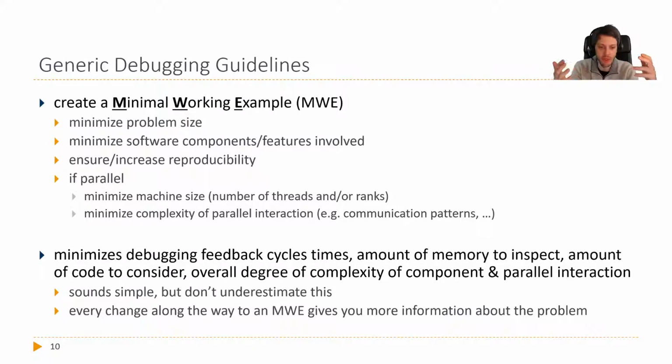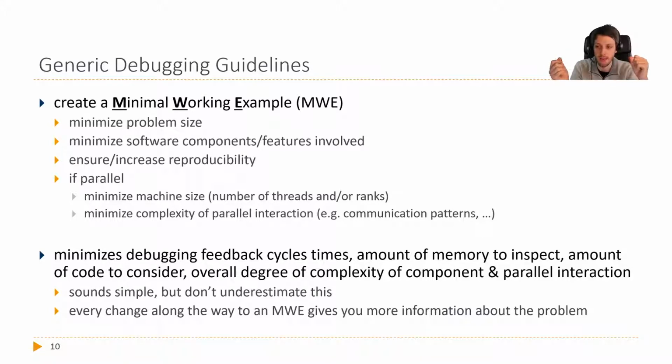It also reduces the amount of memory you need to inspect. So if you have a problem size of a few gigabytes of data, and the bug also shows up if you only work on a few kilobytes of data, it's much easier to inspect a few kilobytes of data in your debugger, for example, compared to gigabytes of data. It just doesn't make sense to work with more than you need. It also reduces the amount of code to consider.